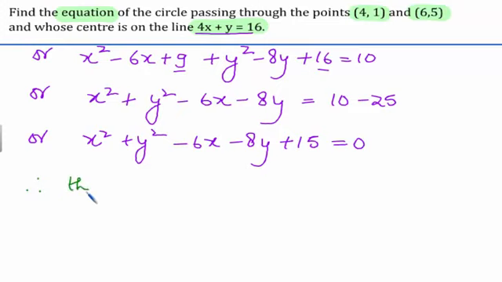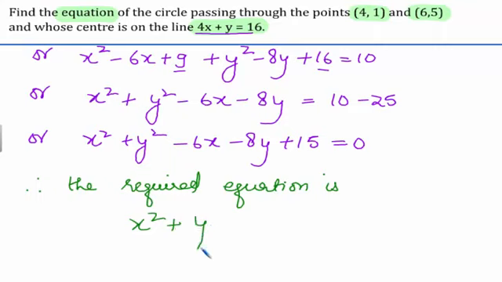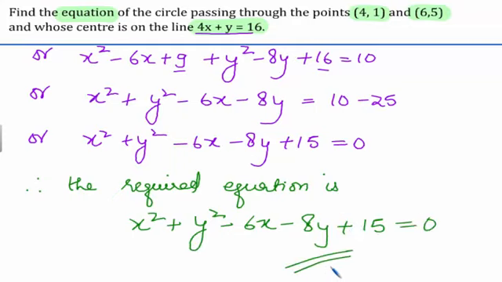Therefore, the required equation is x square plus y square minus 6x minus 8y plus 15 is equal to 0. This completes the solution.